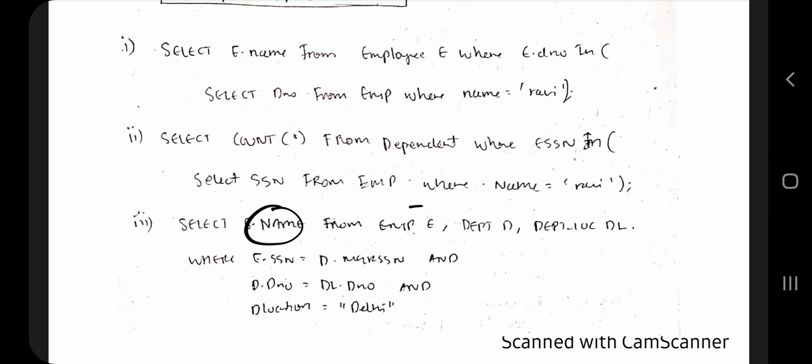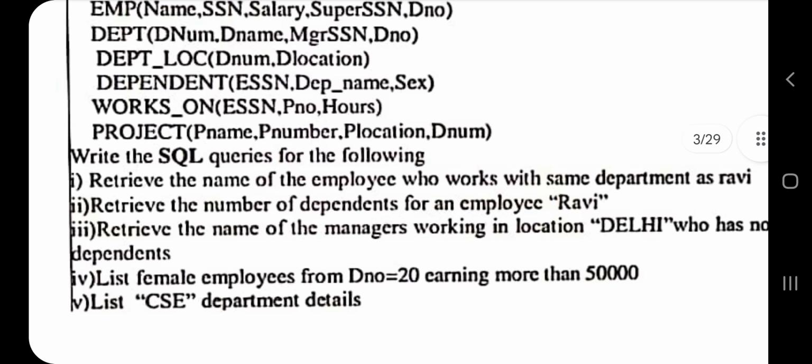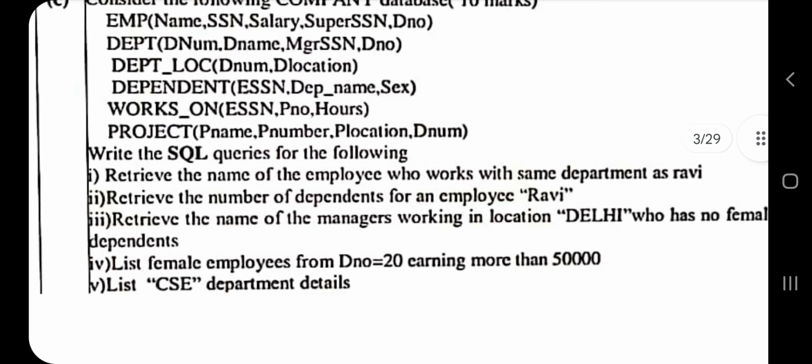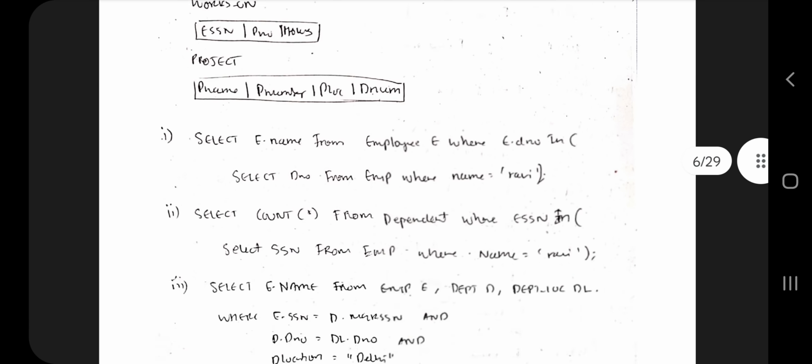Select E.name from employee E. Now let's move further to what they have asked. The next part they have asked is for the managers working in the location Delhi. How will we get to know whether the person is a manager or not? The person is a manager only if the employee's SSN matches the manager SSN. Okay, if the employee's SSN matches the manager SSN, then that employee is called the manager. So that's the second thing, we need to focus on the manager part.